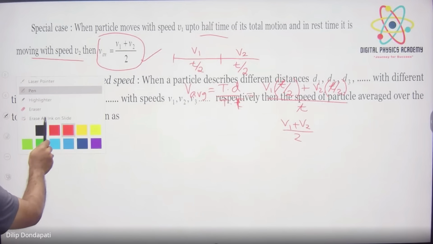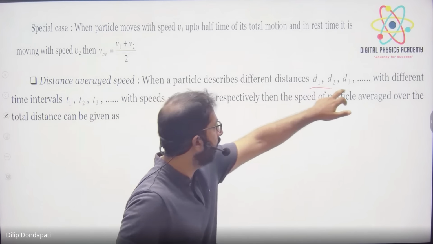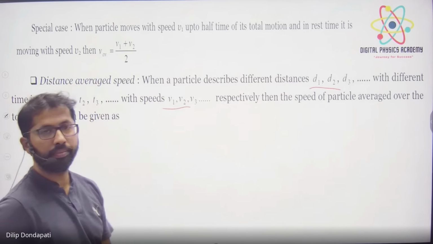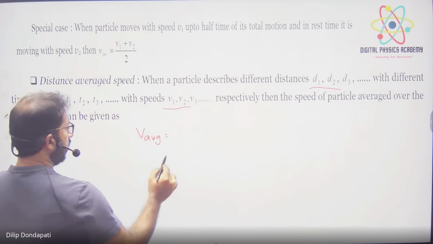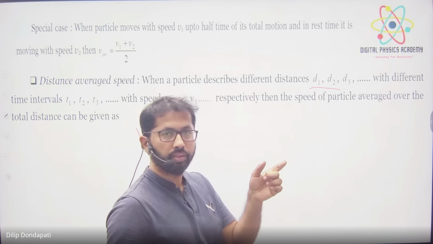Okay. Now next, suppose distances and speeds are given, not time. Then how to find the average speed? Only distances and speeds are given. Tell me, speed is equal to what formula? Distance by time. Time is equal to, oh, my bad, time is equal to distance by speed.